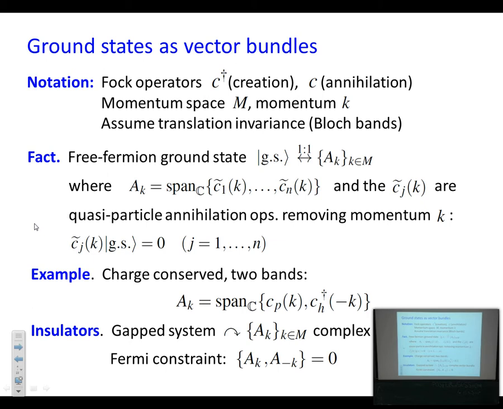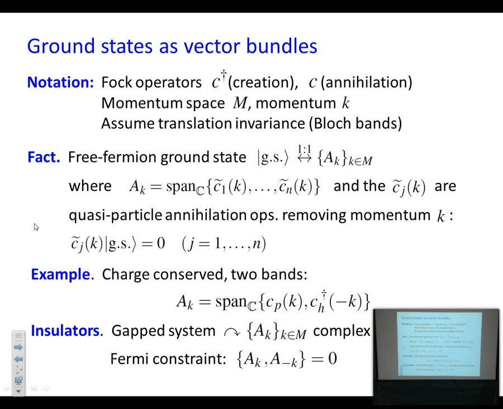Here in this talk today, translations are symmetries. That means that we have Bloch theory, the theory of Bloch bands at our disposal. Momentum is conserved, so we'll be speaking about vector bundles over momentum space. The notation is standard notation of physics. This is a theory of many particle ground states, and we have Fock space. There are operators creating a particle and operators annihilating one, and when momentum is conserved, it makes sense to label them by the momentum.